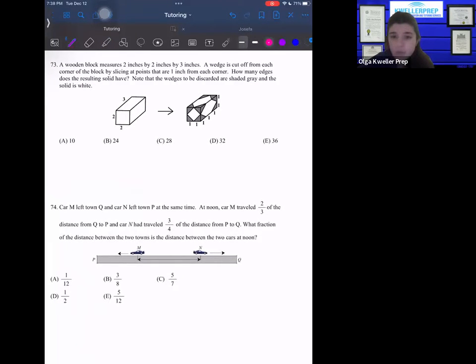So the next one, we've got a wooden block. They're giving us the measurements, right? 2 by 2 by 3. Then they cut off all these wedges from each corner. How many edges does the resulting solid have?